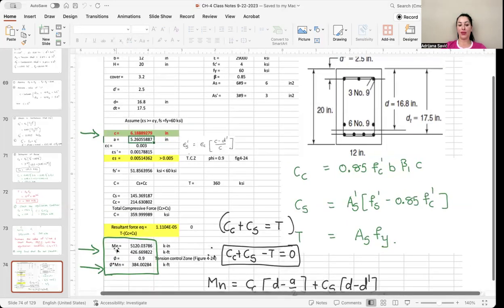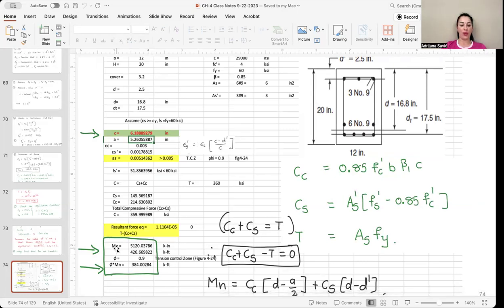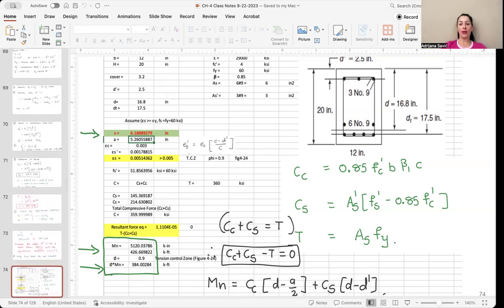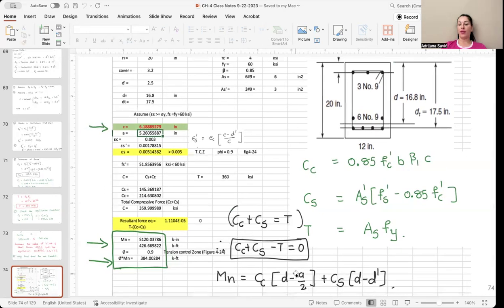6.19 inch. After that, we are using the equation for moment strength capacity, and in this case, we will obtain 427 kip feet. Phi will be 0.9 since we have tension control zone, and our moment strength capacity is 384.002 kip feet. So with this, I will finish with the doubly reinforced concrete. And the next chapter, which I will cover, will be columns.